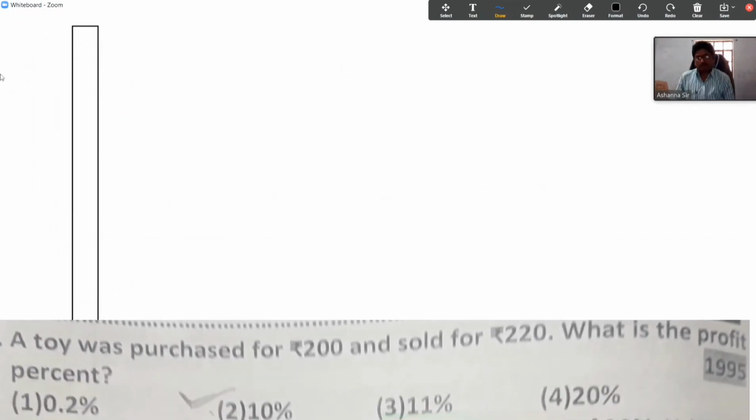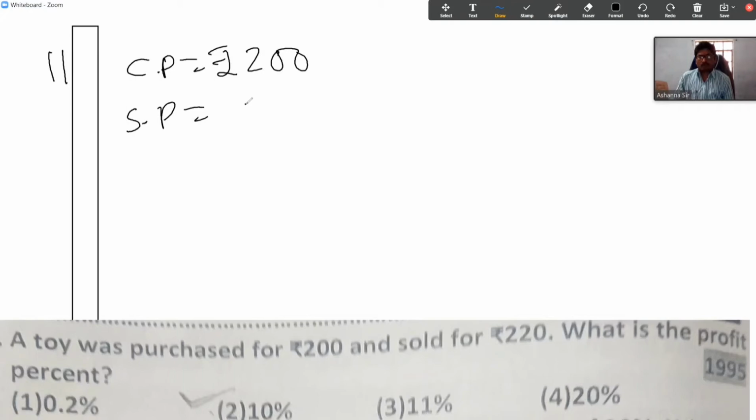11th one. Cost price 200, selling price 220. So by observing we can identify the profit. Profit is 20 rupees. You are asking for profit percent.